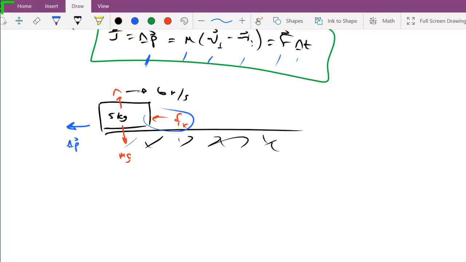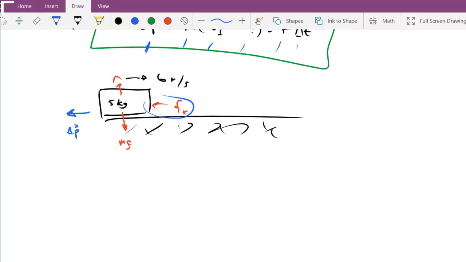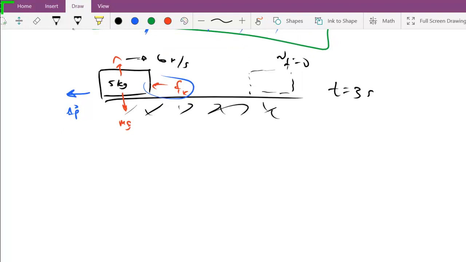Let's say that we notice that after a certain amount of time passes, let's say 3 seconds pass, and it finally comes to rest. So the final velocity is equal to 0 after a time of 3 seconds. Well, what was the frictional force acting on this block as it came to rest? So we want to find the frictional force. So we could go through Newton's laws and kinematics here.